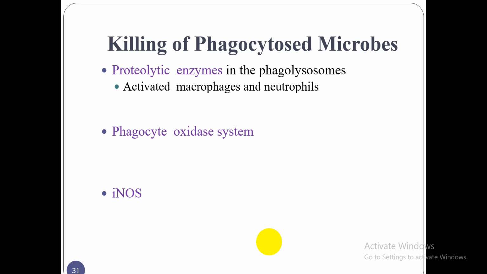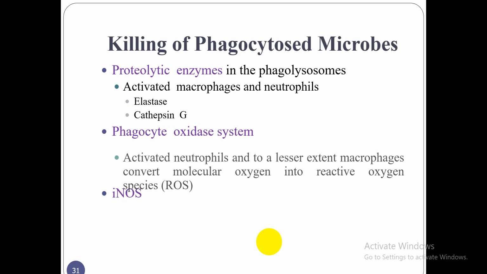These proteolytic enzymes in the phagolysosomes could lyse the microbes, and both activated macrophages and neutrophils could use this mechanism for killing the microbes. The second one is production of phagocyte oxidase, which is the activation of the phagocyte oxidase system.